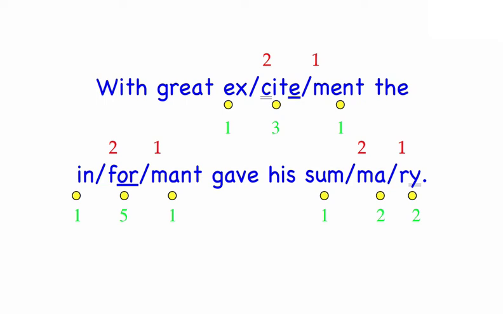Sentence 6. I like potatoes and tomatoes with celery and lettuce. I like potatoes and tomatoes with celery and lettuce. I like potatoes. Potatoes. Po has two sounds, P, O. Tay, two sounds, T, A. Toes, three sounds, T, O, Z.